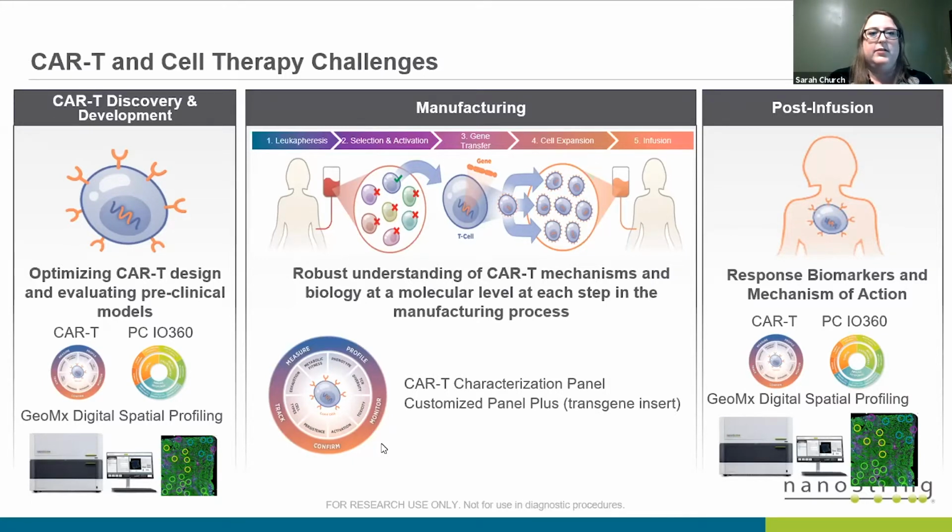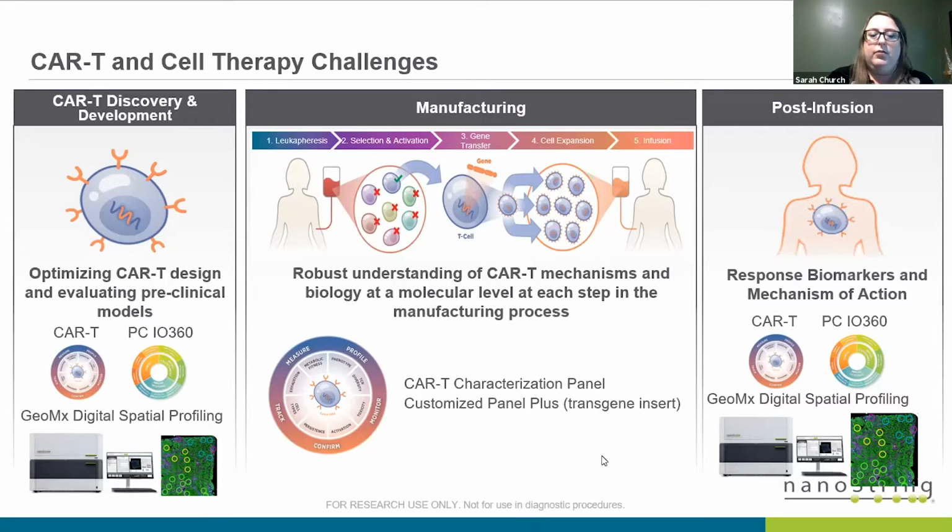So the last challenge that we really tried to focus on was the post-infusion characterization. Similar here to the discovery and development challenges, we have a panel to address response biomarkers, as well as mechanism of action during therapy. Additionally, we have spatial technology with GeoMx Digital Spatial Profiling, where you're able to spatially examine and characterize tumors post-CAR-T infusion to answer questions such as mechanism of action, changes in the tumor microenvironment after therapy, how well cells traffic to the tumor, and potentially identify biomarkers of response.